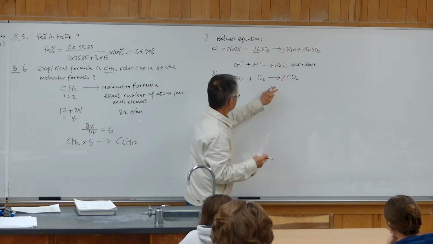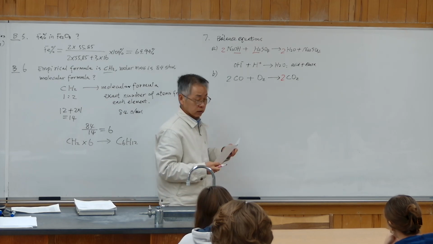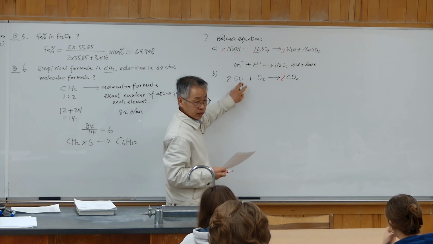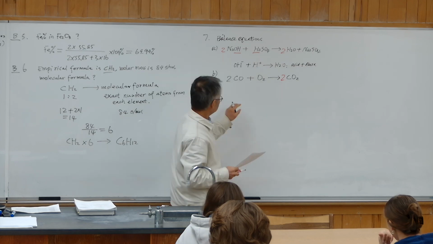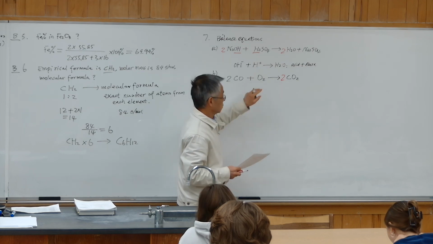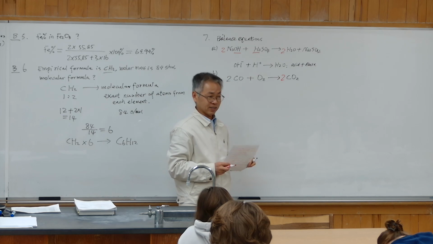The 2 carbons are balanced. Now take a look if oxygen is balanced. Right side, 2 times 2 is 4. Left side, 2 times 1 is 2, plus 2 is 4. It's balanced.